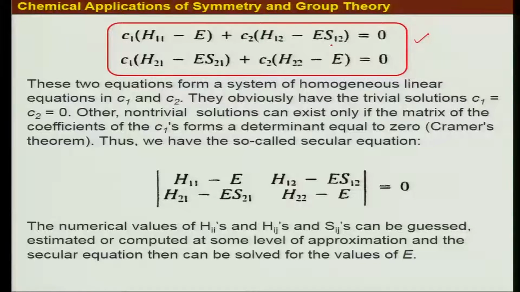So one can get the values of these Hii's, Hij's, or Sij's. One can also try to estimate or compute them with the help of some sort of approximation, and using that approximation one can solve the secular equation and get the value of E, which is of utmost importance.